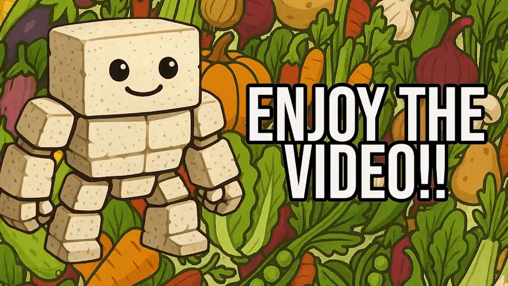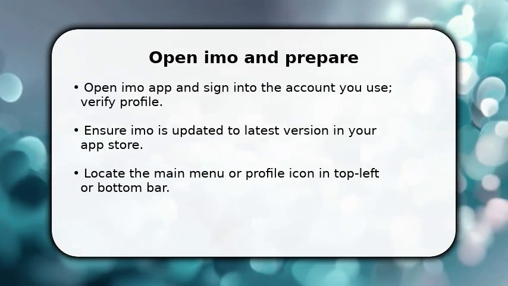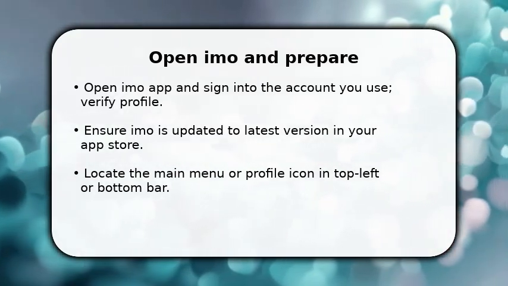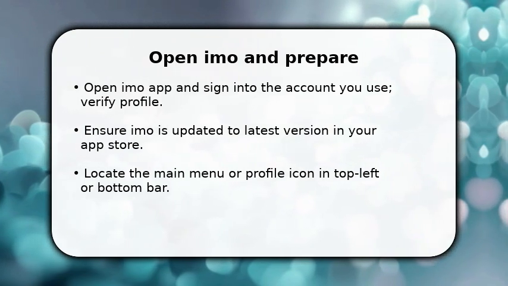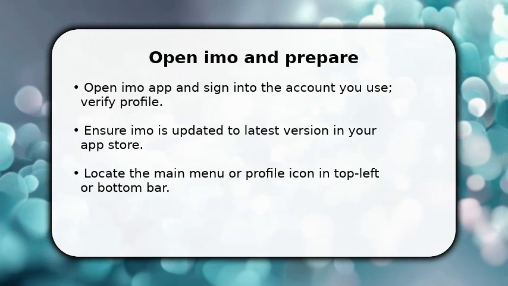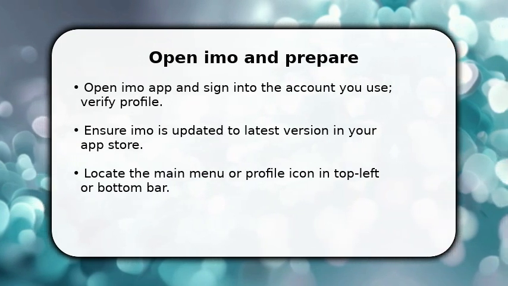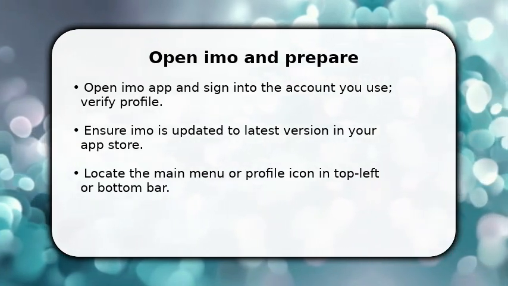Please enjoy the video. You start by opening IMO and confirming you're in the right account. This prevents changing settings for another user. Once the app is loaded, make sure you have the latest update so settings labels match these instructions. Next, tap the profile or menu icon to expose settings. This is where autosave image options live.